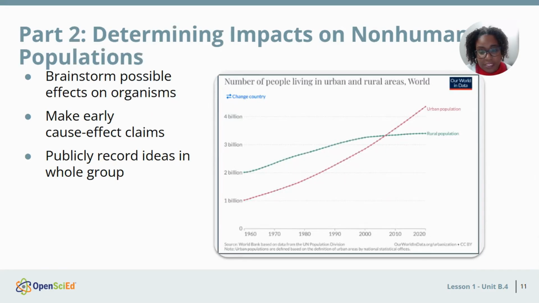The next key moment takes place at part 2. And this is where students consider how these environmental changes might affect plants and animals. They begin making cause and effect claims, and all of their ideas are recorded to build a shared starting point.